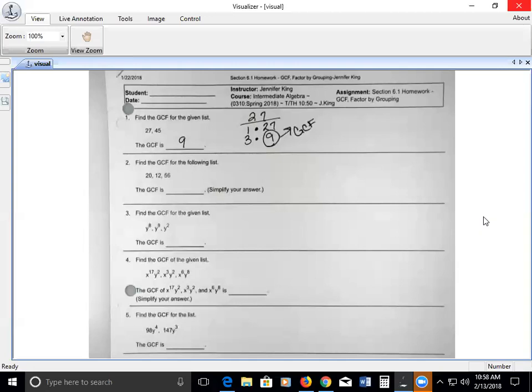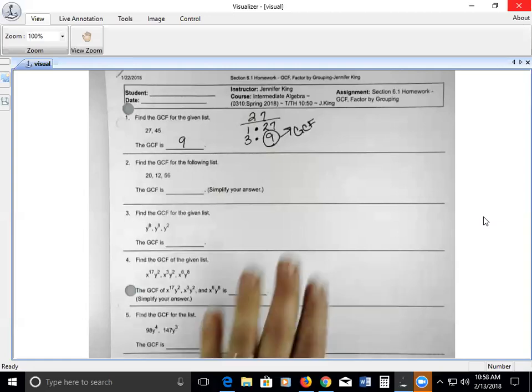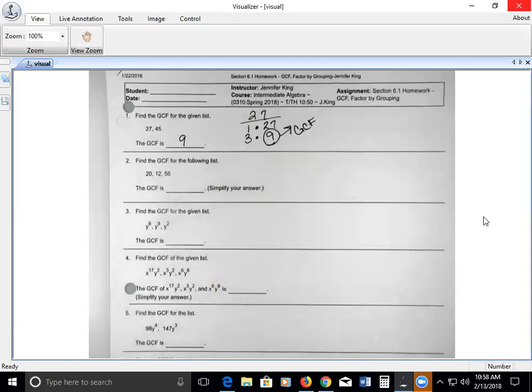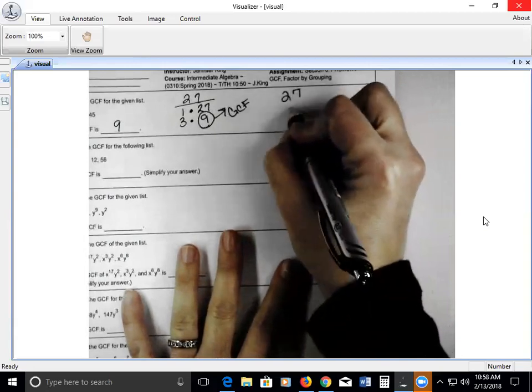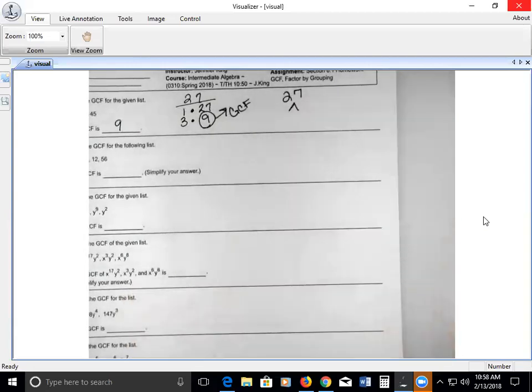Okay, the second way to do it, for some of you, you're going to be like, well, Ms. King, no. What are you doing? The second way to do it is to use what's called a prime factorization method. So prime factorization is where you take the value and you break it down and you only represent it using prime numbers. So 27, we're going to use factors.